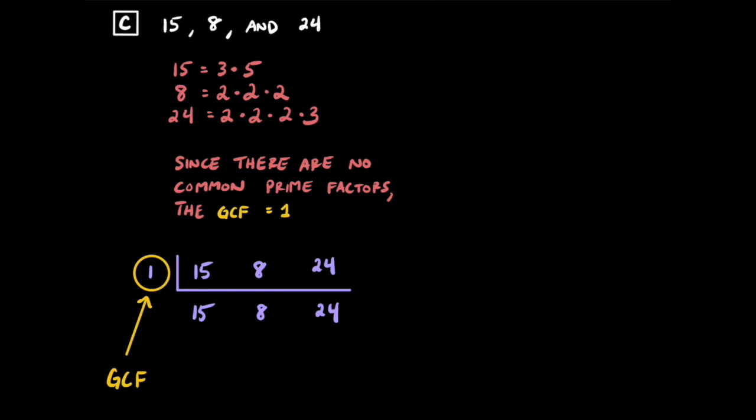Now it's your turn. I'd like you to pause the video here and try finding the GCF of 15, 8, and 24. While you can use any method, the ladder or the cake method might be the quickest. If you're having trouble finding a greatest common factor here, it's not that there isn't one, it's that the greatest common factor here is 1. Even though they don't have any common prime numbers together, they still have a common factor of 1.